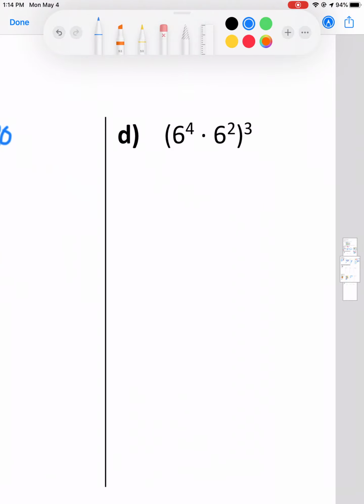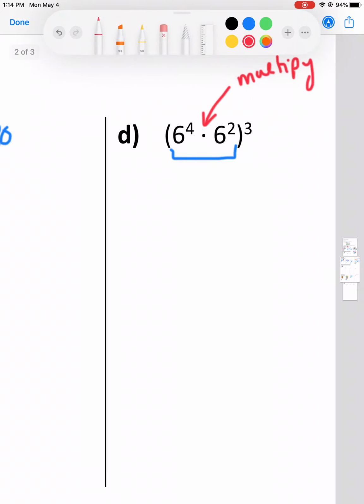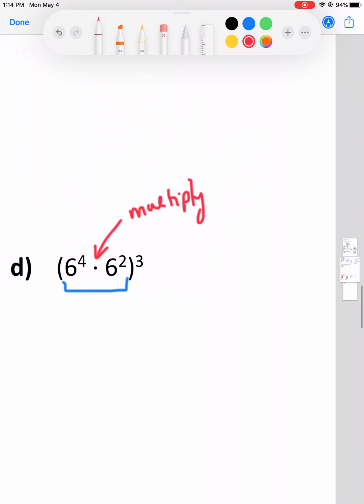Okay. This one's kind of like a 2-in-1. We have the inside and then the outside. So let's take it down step by step. Let's just look at this guy first. What do we do? As we've pointed out before, this is multiply. What do we do when we have to multiply exponents? We add the exponents.